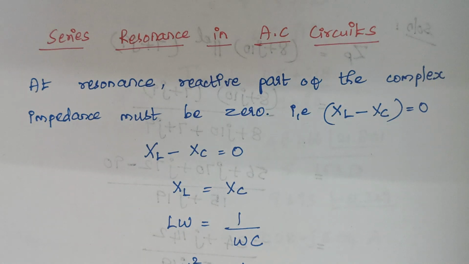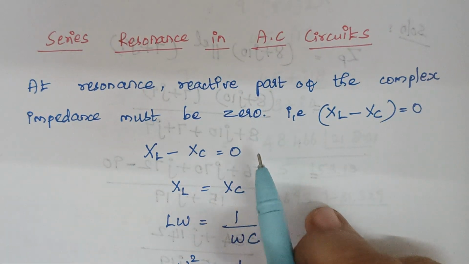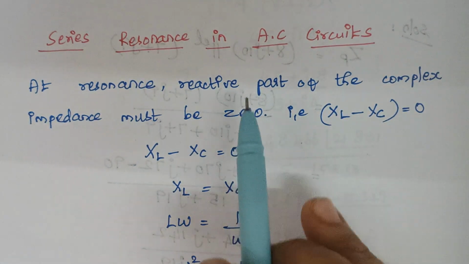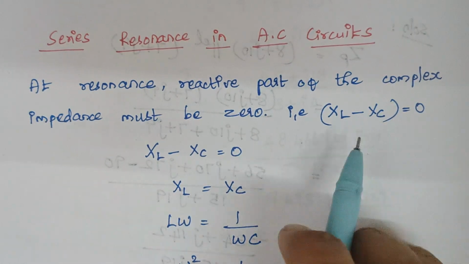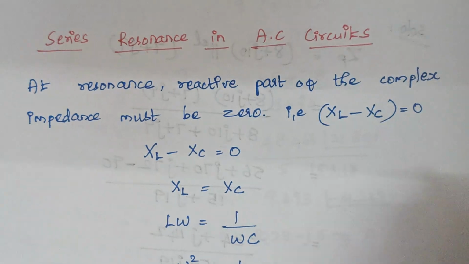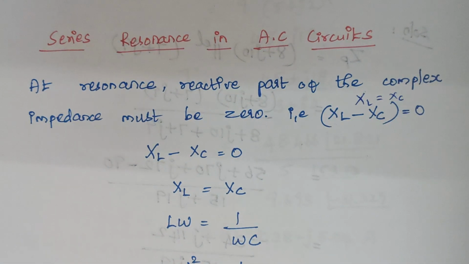At resonance, the circuit will be purely resistive. That is, the reactive part of the complex impedance must be zero. That is, XL and XC cancel each other and the circuit will act as a purely resistive one. Here, in other words, instead of writing XL equal to XC, we are writing it as XL minus XC is equal to 0. That is, XL is equal to XC under resonance.